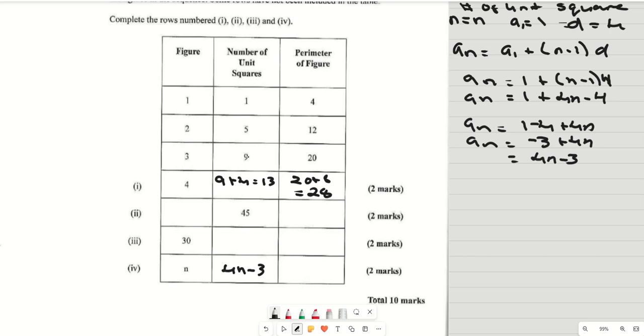Use it to see if you get the right answer. 4 by 4 is 16. 16 minus 3 is 13. So you know that this formula is correct. Right, then we're going to do perimeter.